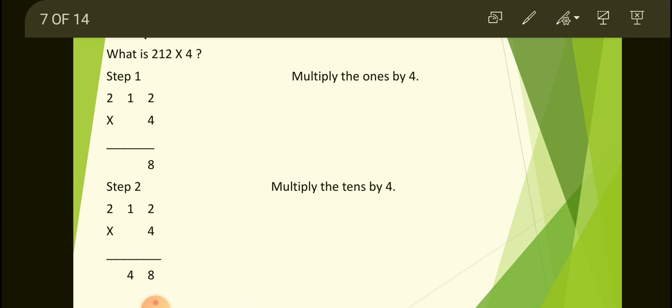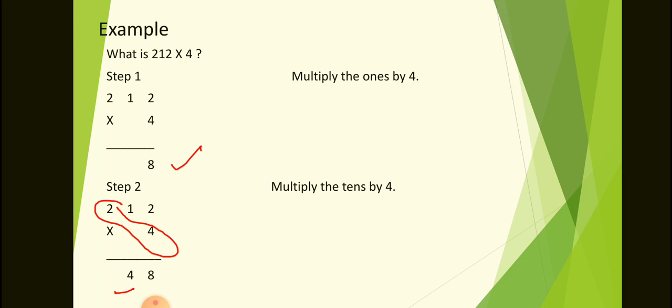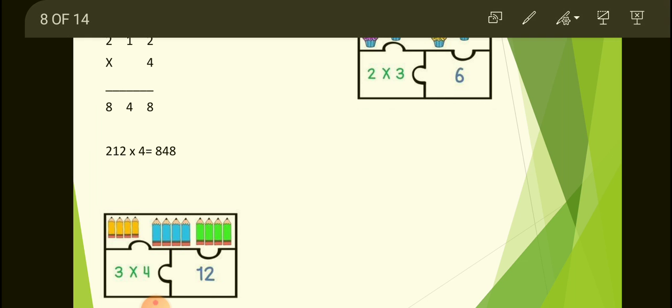Example: what is 212 multiplied by 4? So what is the answer when we multiply 212 by 4? As usual, we are starting from the ones. 4 2s are 8, and 4 1s are 4, and 4 2s, which is your hundreds place value, will be 8. So the answer will be 848.